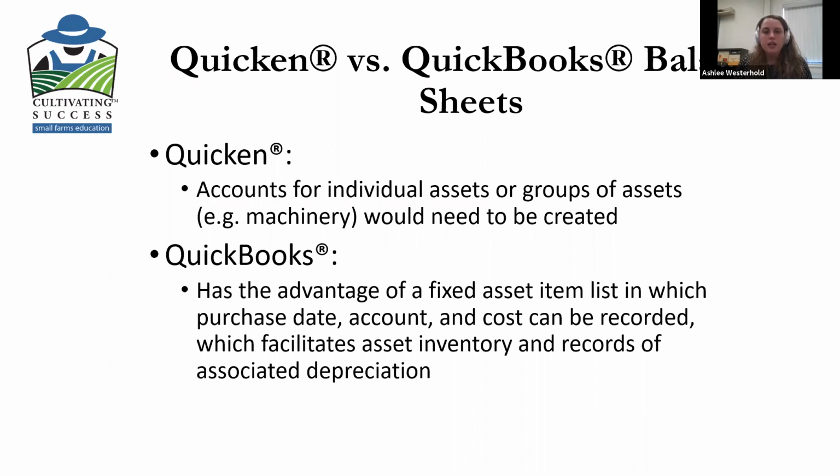So in Quicken, accounts for individual assets or groups of assets would need to be created to create the balance sheets. QuickBooks has the advantage of a fixed asset system in which purchase date, account, and cost can be recorded, which facilitates asset inventory and records with depreciation. And again, I'm not here to talk about balance sheets in depth. I'm here to compare both programs, but please tune in for next week's webinar series when we do talk about balance sheets in depth.